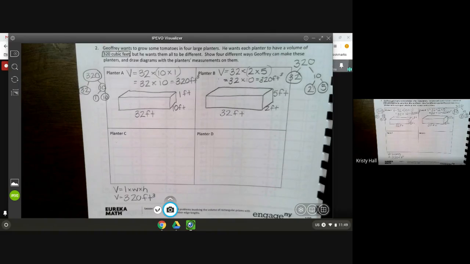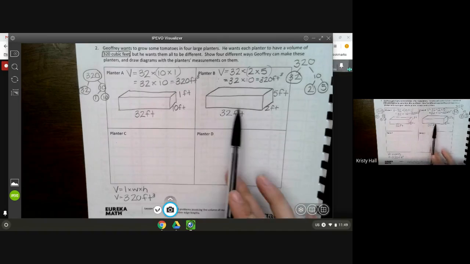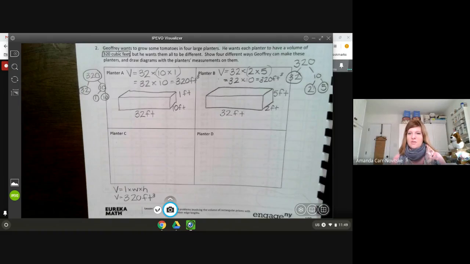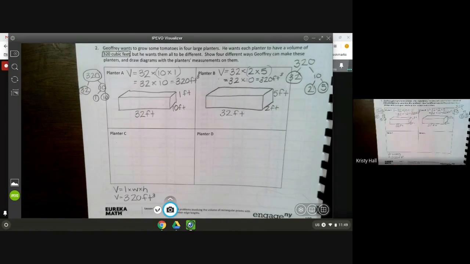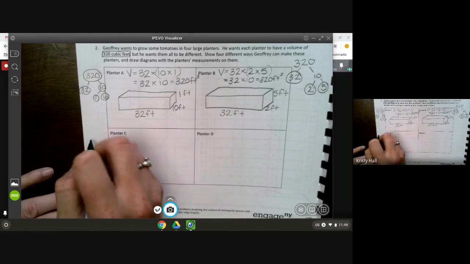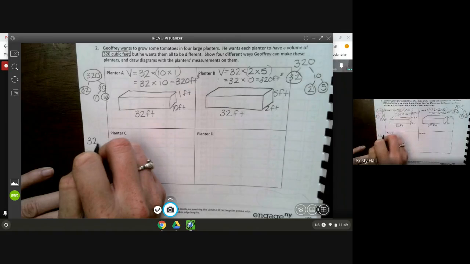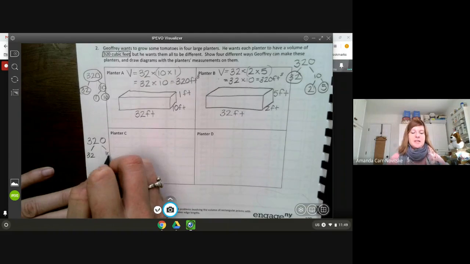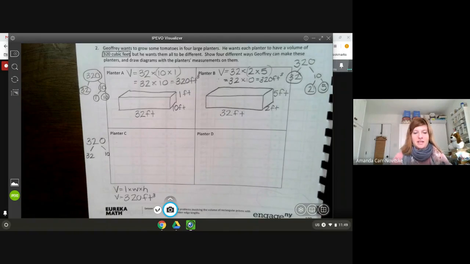Before I go on to C and D, does anyone have any questions or want me to review something I did here? I see shaking heads no. Awesome. All right. So let's try and think of some other ways that we can make 320 then. I like this problem because you can be creative with the numbers.